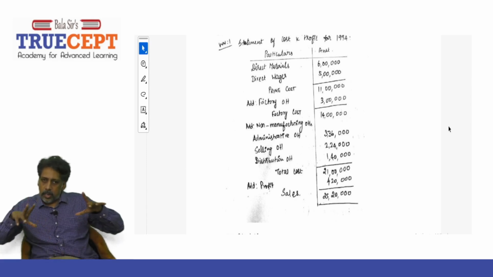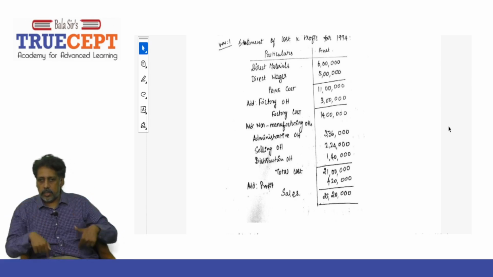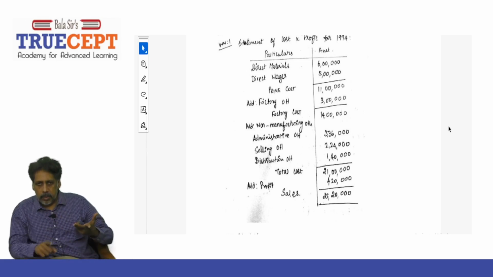For the year 94, I'm going to make a simple cost sheet. No stocks, nothing. Direct material 6 lakh rupees, and direct wages 5 lakh. Prime cost 11 lakh. There is no direct expense. So prime cost 11 lakh. And then add factory overheads, 3 lakh rupees, and I get factory cost 14 lakh.